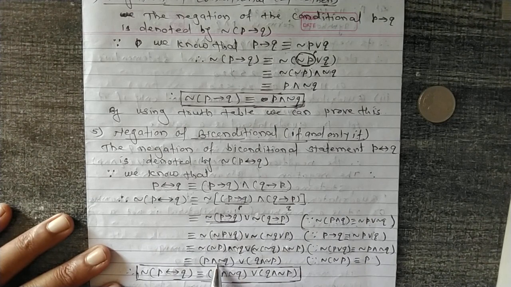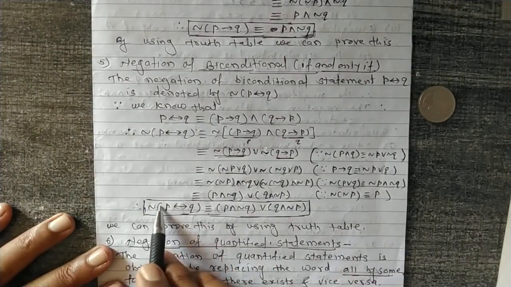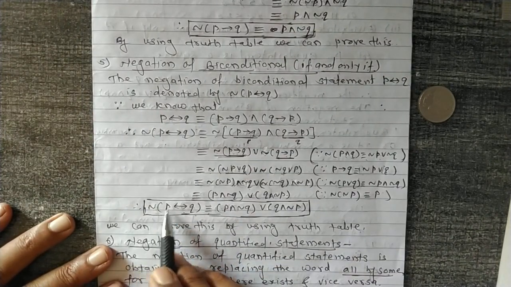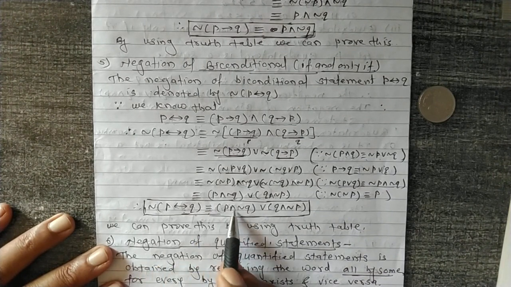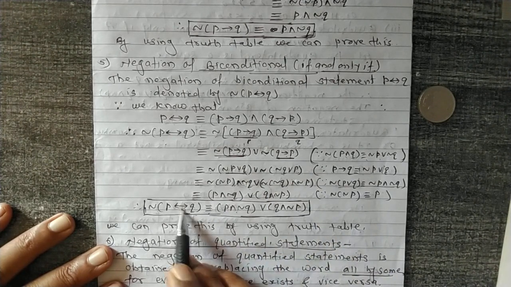Again by using the third rule of negation, negation of negation P can be written as P conjunction negation Q, disjunction as it is, again negation of negation, that is Q conjunction negation P. Therefore negation of P biconditional Q is equivalent to P conjunction negation Q disjunction Q conjunction negation P. These are the five rules of negations. Now again we can prove this by using a truth table.